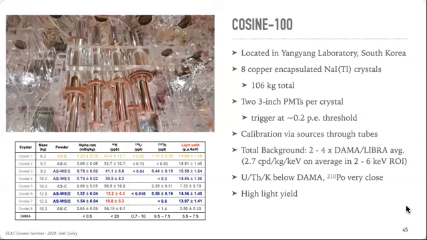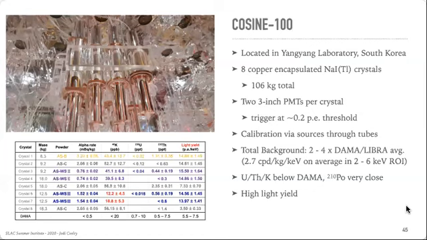Eight copper-encapsulated sodium iodide crystals, so 106 kilograms in total. They had two 3-inch PMTs per crystal. Their trigger was essentially at a 0.2 photoelectron threshold. And they have calibration sources that they can insert through tubes. This is quite typical. We've done this too in CDMS.